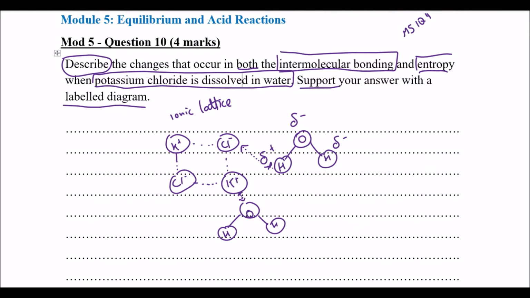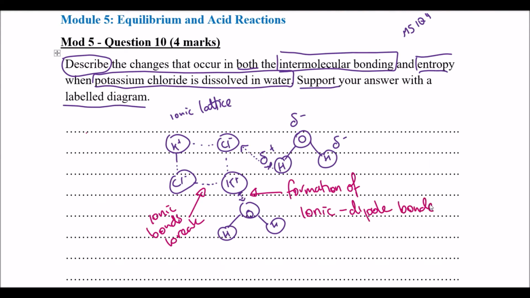So what we know is there will be a breakage. So bonds break. So ionic bonds break. And then we get a formation of ionic dipole bonds. Okay, so that's what we get over here, and that's breaking apart from there.